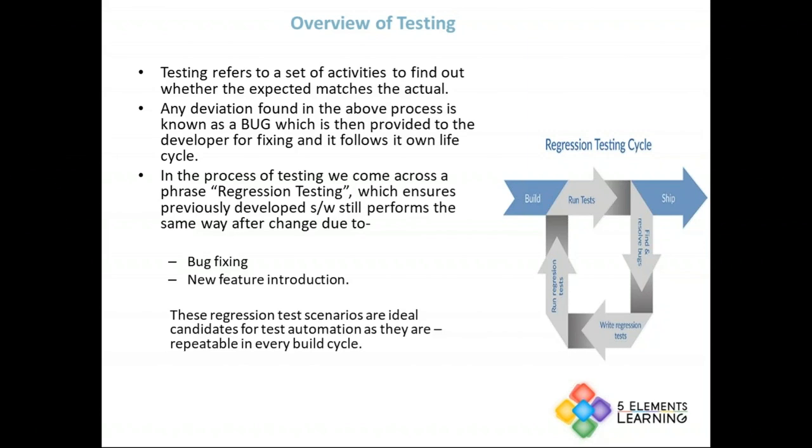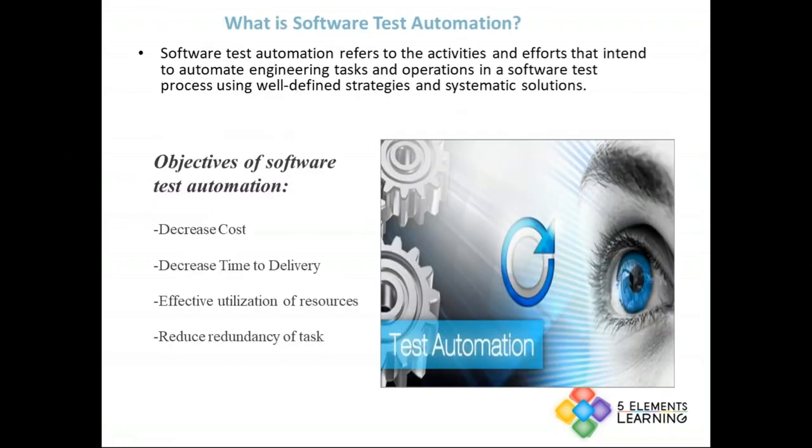In the process of testing, we often come across the term regression testing, which basically ensures that what was previously developed software still performs the same way after changes happen to it due to bug fixing or new feature introduction. The regression test scenarios, as they are repetitive in nature, are ideal test scenarios for automation. They are ideal test candidates for automation.